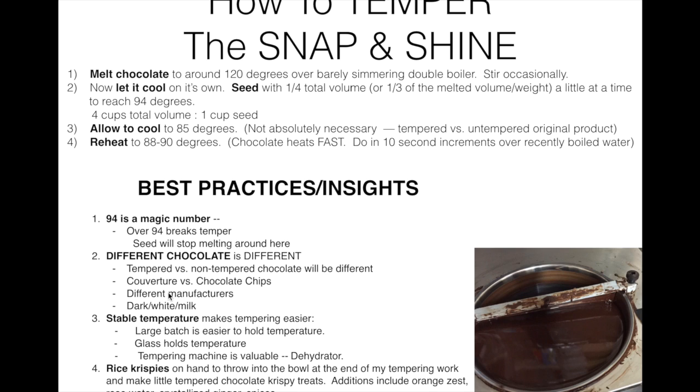And couverture is what we use in the industry to do fine truffles and stuff like that, because it has a nice 50 to 60% amount of cacao butter, so it has this nice sheen, real easy to work with. So different chocolate is different. Even different manufacturers are different. Dark, milk, and white chocolate are obviously very different.